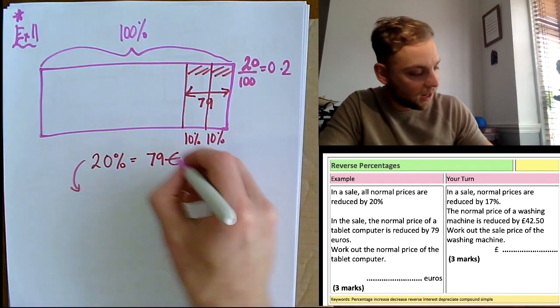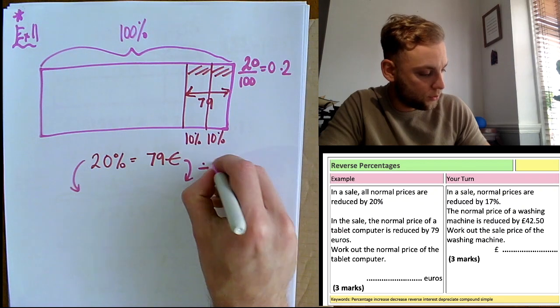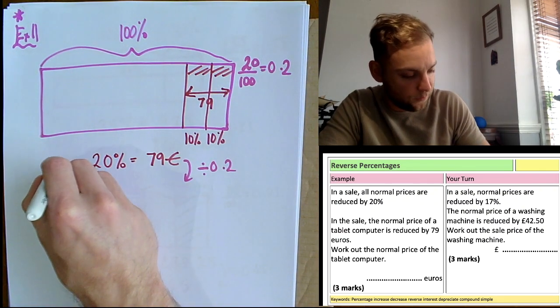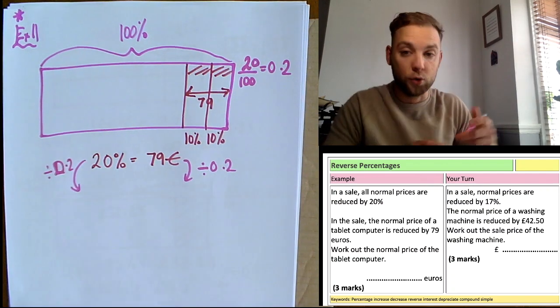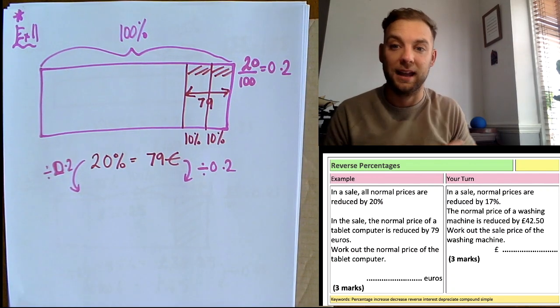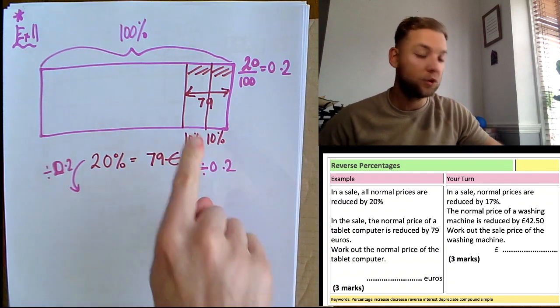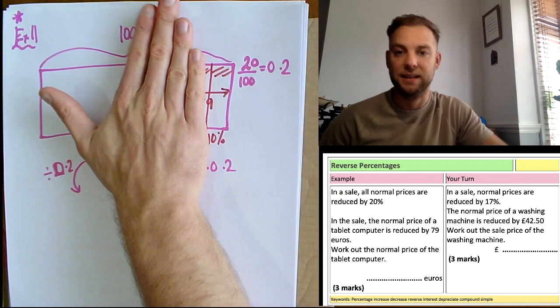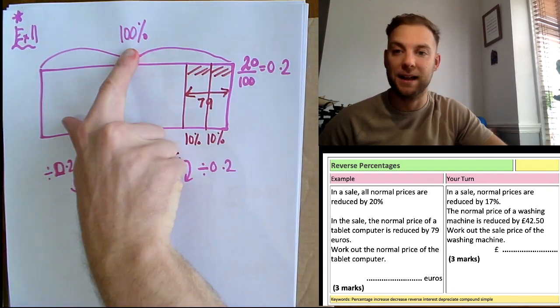So if I divide both of these by 0.2, it will get me back to 100%. Now you could spot here, there is another way to do it. We could, to get back to 100%, halve 79, which would give me 10%, and then times by 10 to get back to 100%.